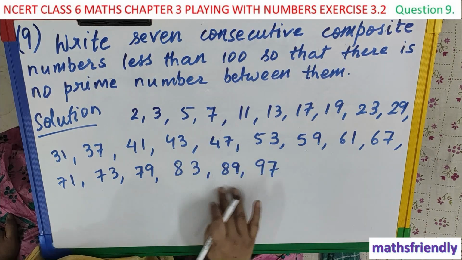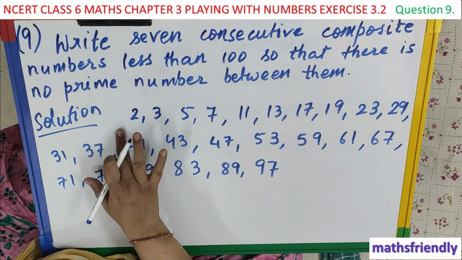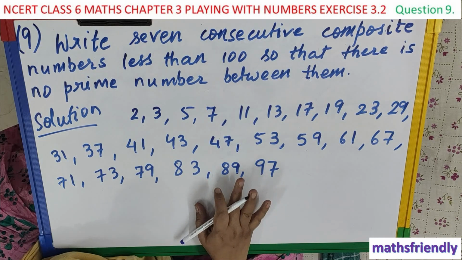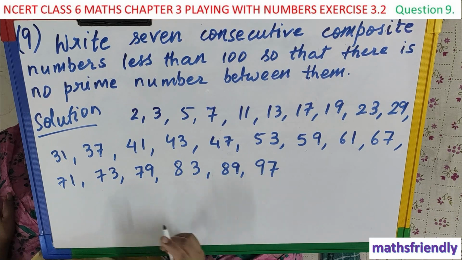There are 25 prime numbers between 1 and 100. The rest are not all 75 numbers, because 1 is not a prime number. Okay, and in between these prime numbers there are all composite numbers.